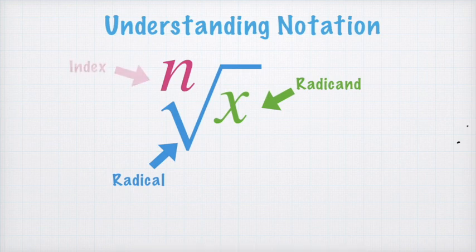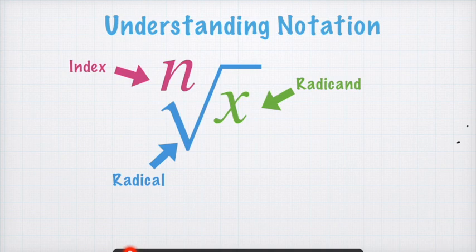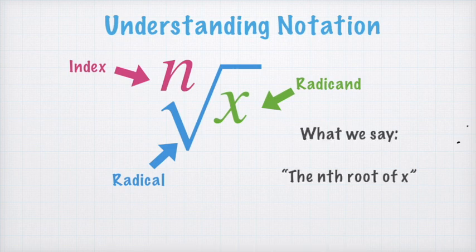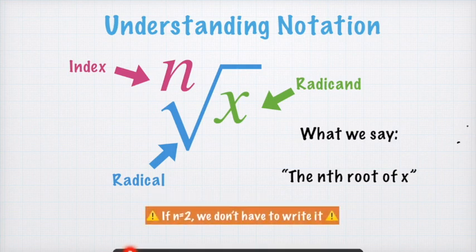And this n is called our index. The index tells us what kind of root we're looking for. When you see it without an index on it, we're just looking for the square root. The way that we say this is we say the nth root of x, or if it doesn't have anything, it's the square root of x. Again, we have our little warning that if n is equal to 2, we don't have to write it, because that's just a natural thing for this symbol to work with, to find the square root. But just remember that this is just telling us what kind of root we're looking for. We'll explain that on our next slide.